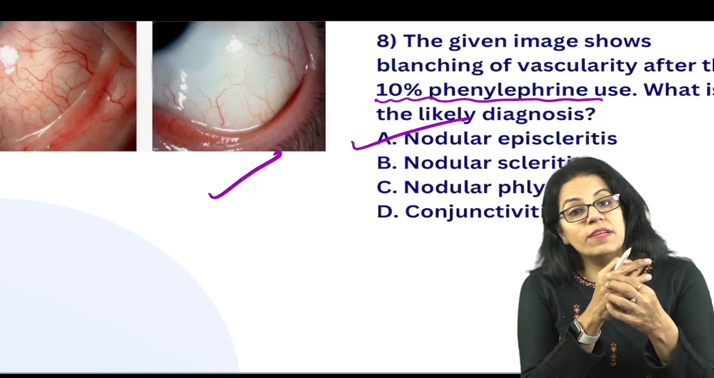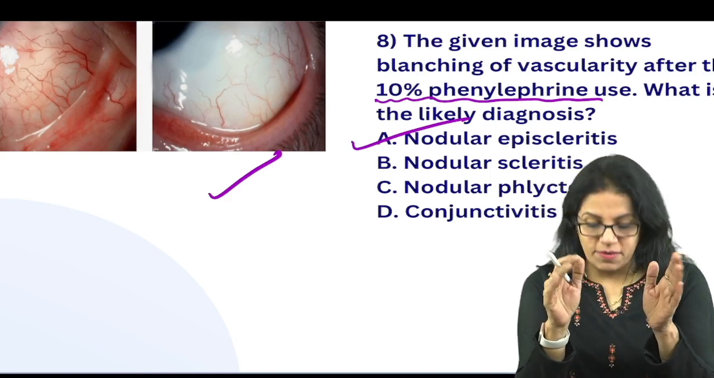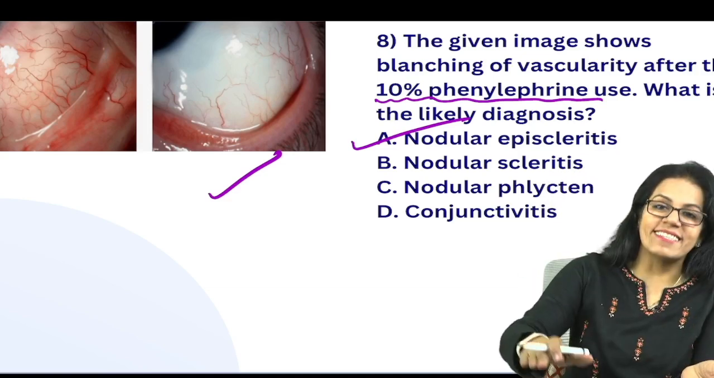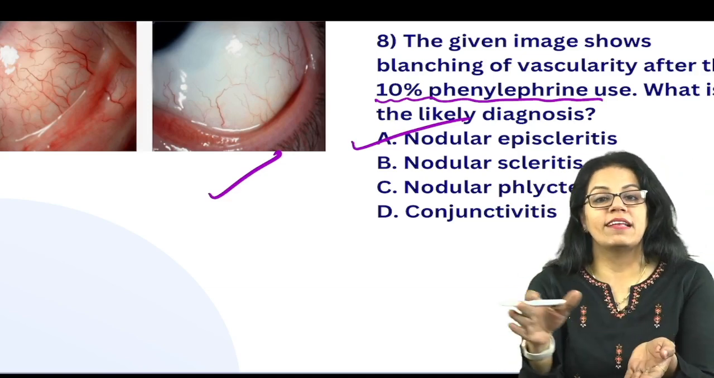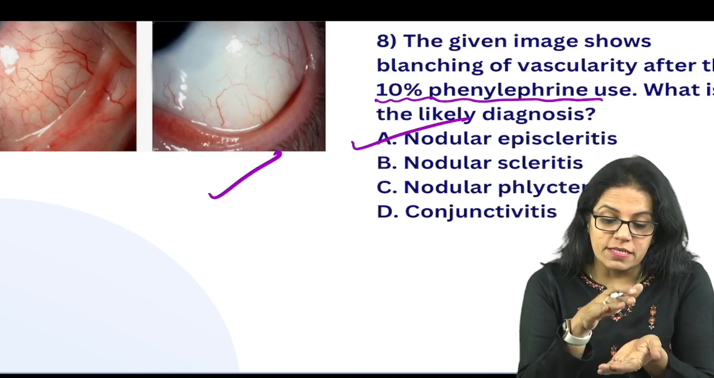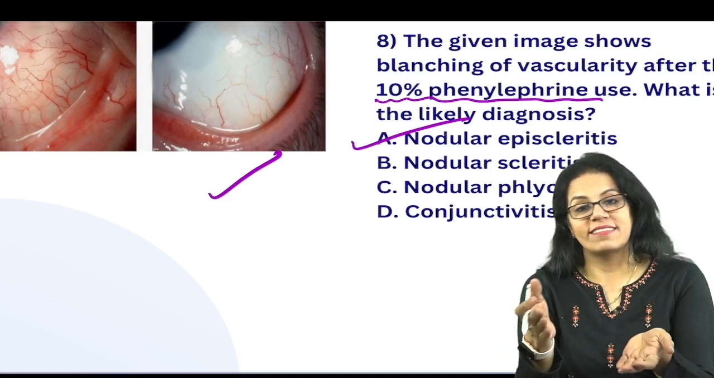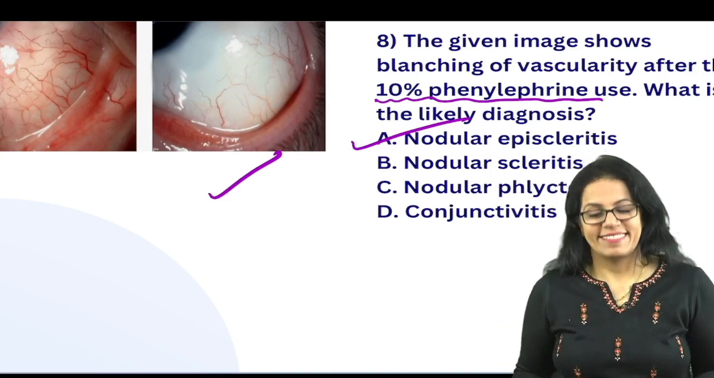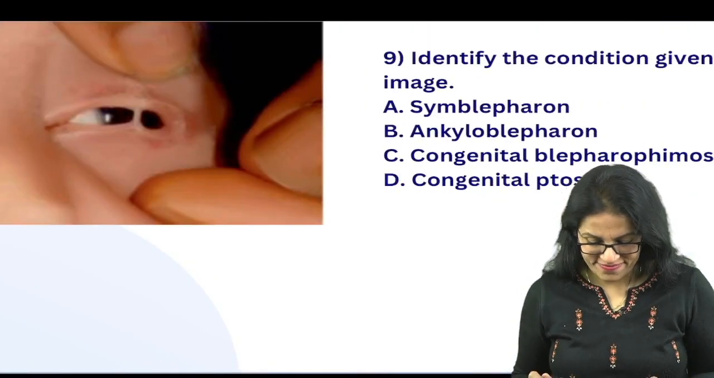But if even after 10% no blanching is happening, it is still red, then the deeper plexus is involved. That is why phenylephrine is not able to act here. Deeper plexus means the deeper episcleral plexus. Where will it be involved? Common sense, sclera involvement. So in scleritis, there will be no blanching. Right? I hope it's clear.